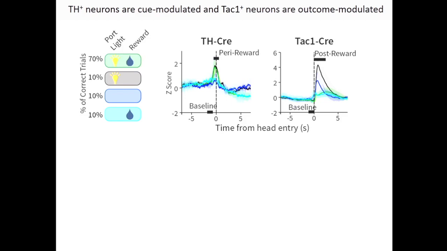The summary data is shown here. Now I'm comparing 70% of trials that are actually rewarded, and then there are some probe trials in which I withhold the water, the light predicting that the water is there, or both of them. And I'm looking to see if the activity segregates along these different trial parameters. And what I see is that for the TH cells, you only see this anticipatory response in the 2 conditions, the black and the green, in which the light is present, showing the animal that there's going to be a reward. So I think this is cue-modulated activity in the TH cells.